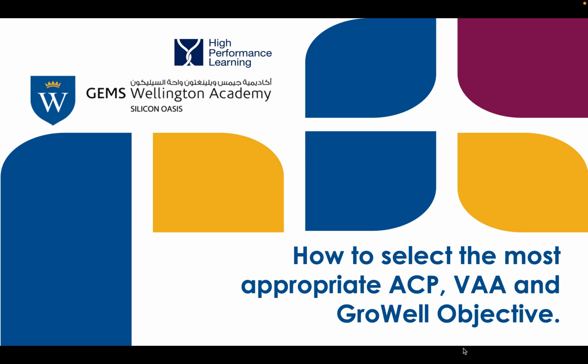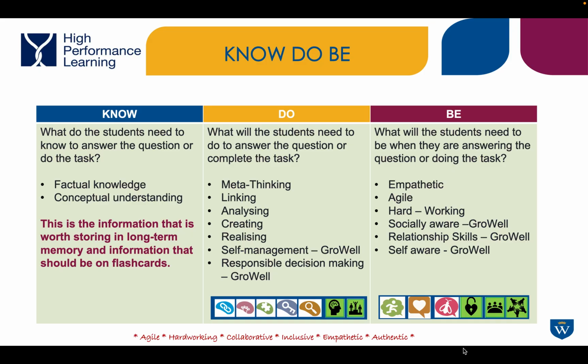This week's teaching and learning segment focuses on how to select the most appropriate ACP, VAA, and GroWell objective for the different learning experiences in your classroom. So we're going to look at this from the Know, Do, Be learning framework. For everything your students do in your class, they will need to know a few things, do a few things, and be a few things. So let's look at those individually.